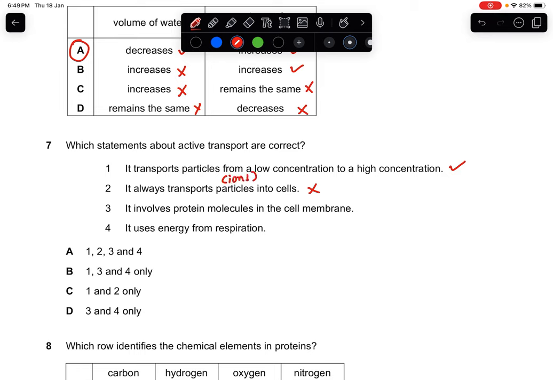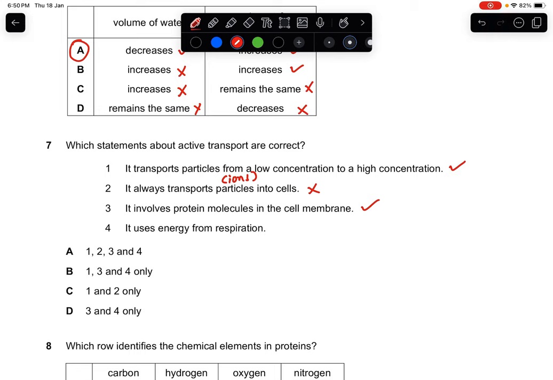Okay, or something that is repelled by the membrane, or heavier, larger molecules. So, number two is wrong. Three, it involves protein molecules in the cell membrane. Yes, active transport is particularly special because it requires a protein to constantly pump the ions from one side to another. So, number three is correct.